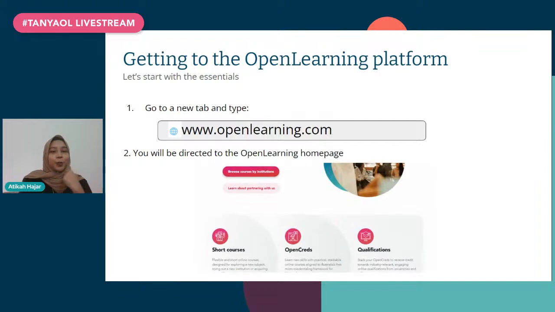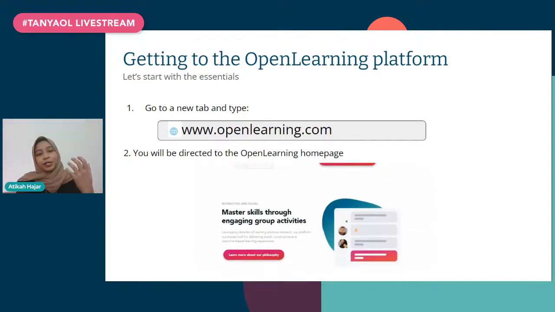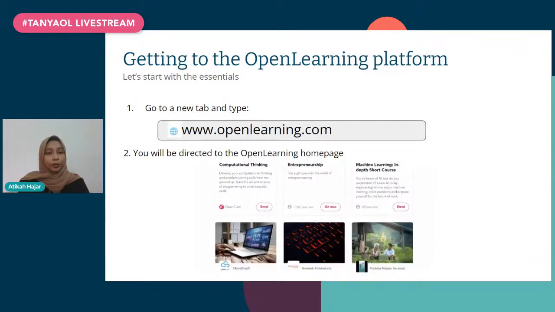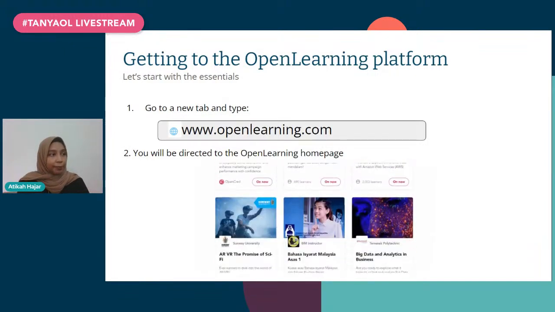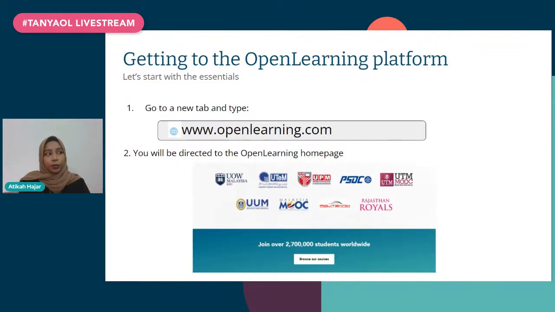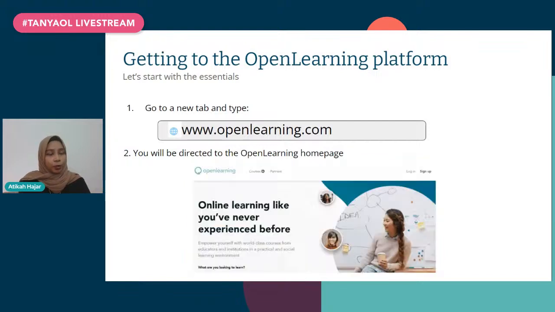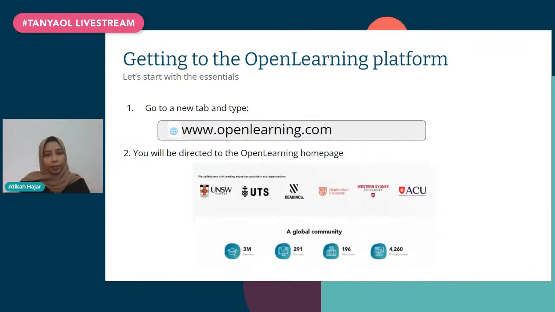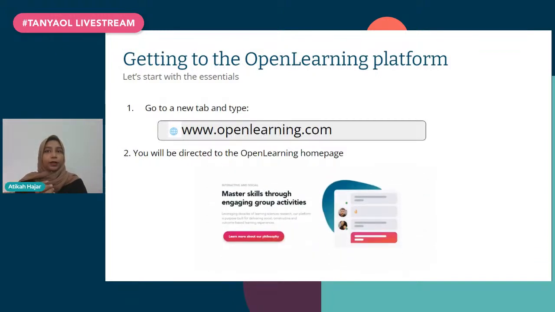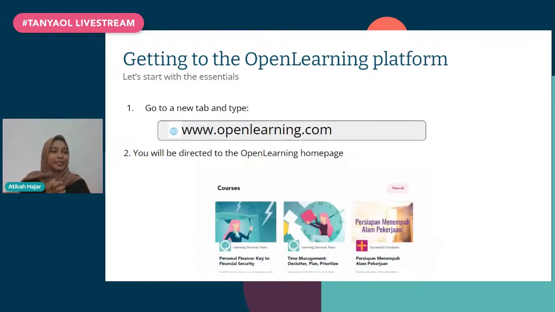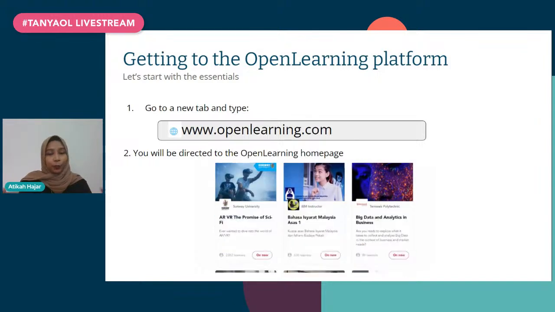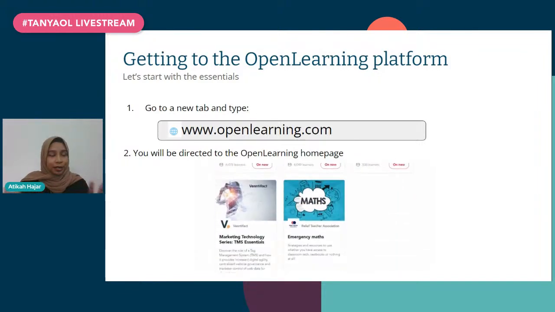Getting to the OpenLearning platform is very easy. What you need to do is just go to a new tab and type www.openlearning.com, and then you will be directed to the OpenLearning homepage. On the homepage there is a whole list of buttons, but mainly there's a marketplace where all of the public courses are featured.